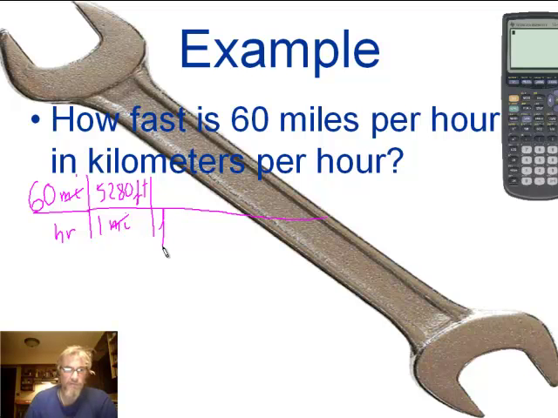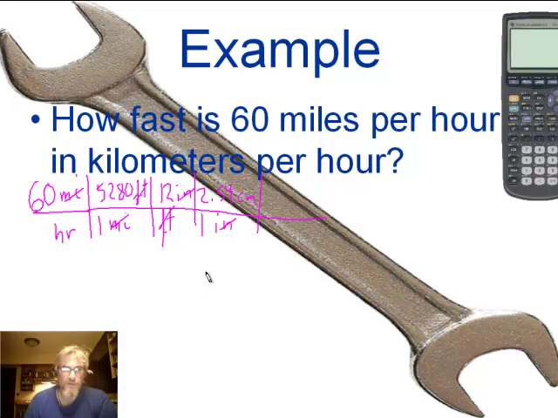I also know something about a foot. I know that a foot is the same thing as 12 inches. So multiplying by this factor allows me to get rid of the feet, and now I've got inches per hour. That's not what I want, though. Now this is useful because I know that 1 inch is the same thing as 2.54 centimeters. Remember that from our units podcast.